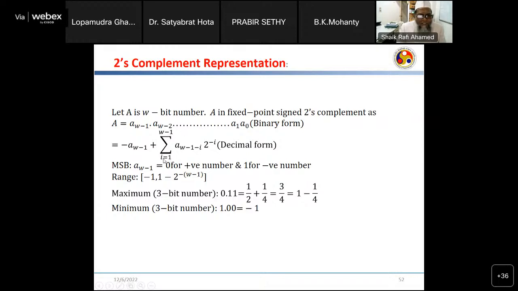You can see here that if i is equal to 1, which is a_{W-2}, the power is 2 raised to the power of minus 1. a_{W-3} is 2 raised to the power of minus 2. And the last weight will be a_0, 2 raised to the power of minus (W minus 1).